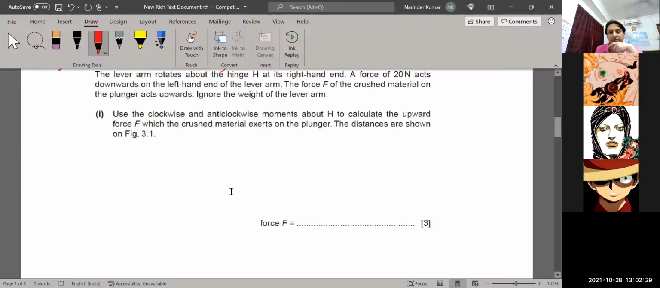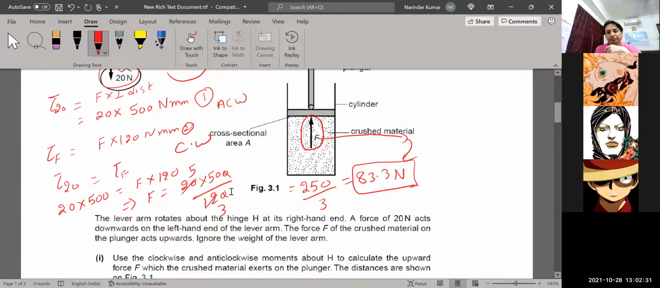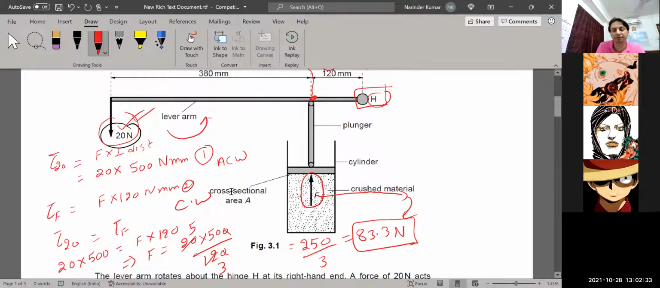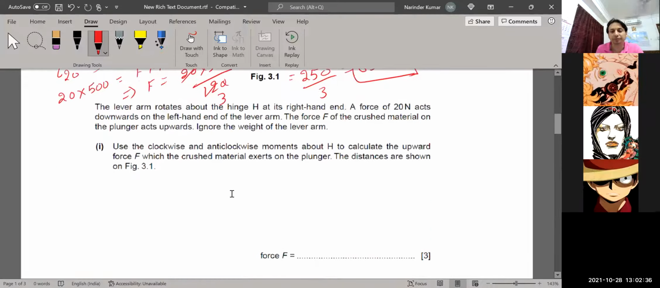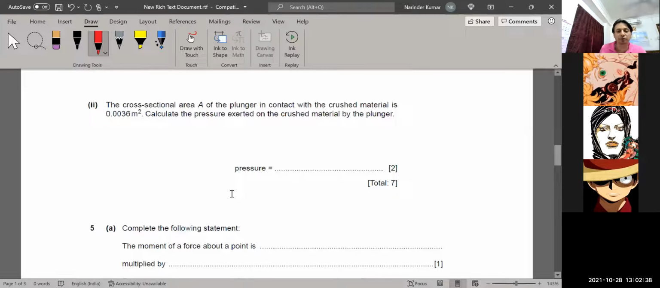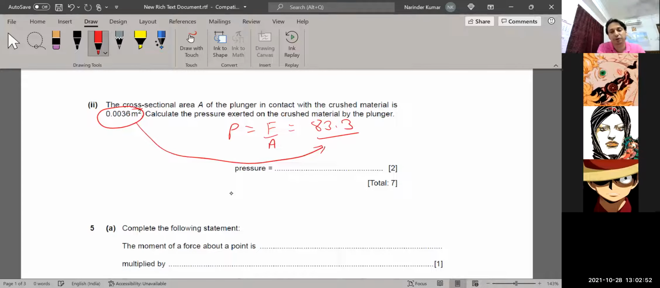Okay, look at the diagram again. The figure. Force given. Force we already calculated here. 83.3 divided by the area, right? Very good. Newton. Units need to be the same as well. So children, here you know the equation of pressure, that is force upon area. Force I calculated, that is 83.3, divided by area given here. You have to put this value here, 0.0036, and after dividing you will get the answer.